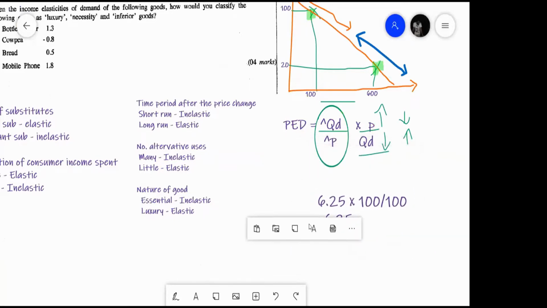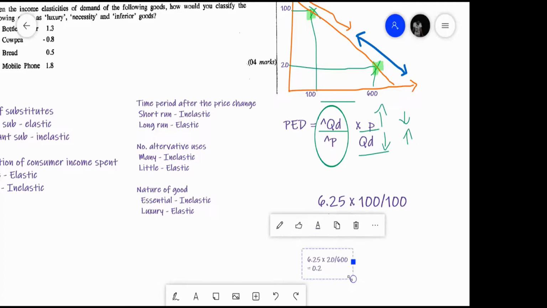So at the second point, 6.25 is still there. Your price is now 20. Your quantity is how much? Quantity is 600. So when you solve this, 6.25 into 20 divided by 600, you get 0.2. So can you see at the first point, when you calculated elasticity, it was 6.25. At this bottommost point, when you're calculating elasticity, 0.2.